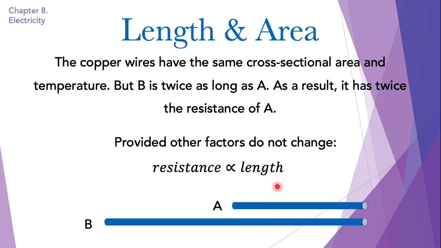These two copper wires have the same cross-sectional area and temperature, but B is twice as long as wire A. As a result, it has twice the resistance of A. Provided other factors do not change, resistance is directly proportional to length. So if the length increases, the resistance also increases. If the length decreases, the resistance decreases. This symbol, as you can see here, represents directly proportional.